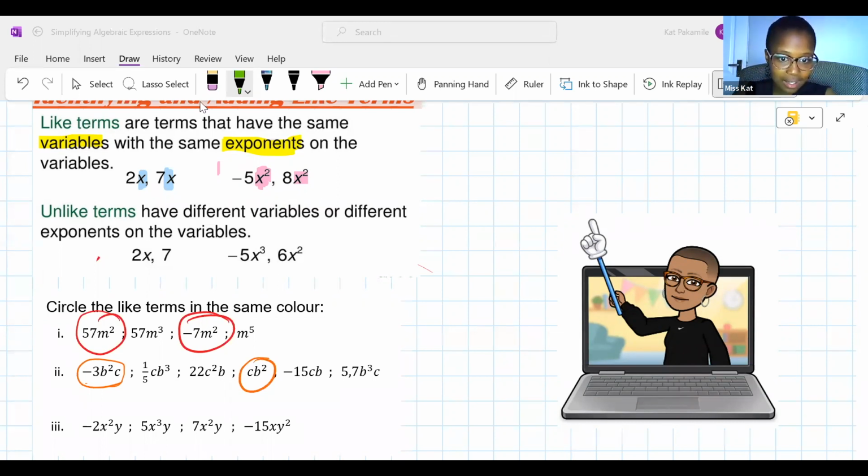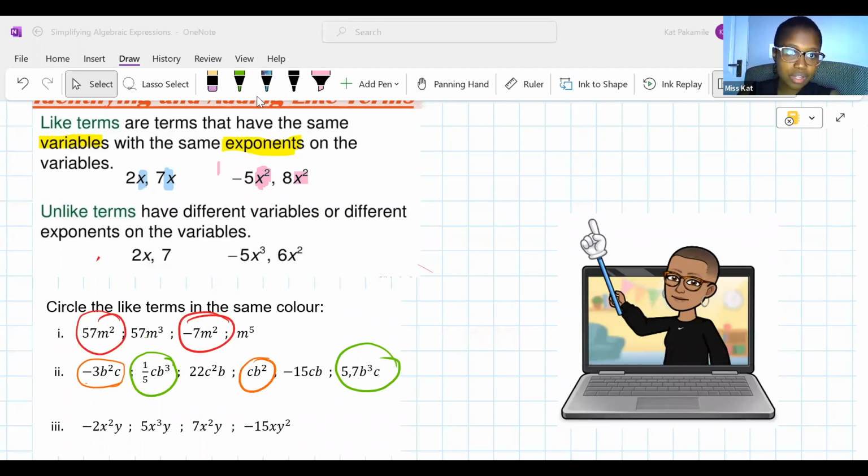Which one are you doing, ma'am? We are doing, oh, I just realized there are more like terms in number 2. Did you see them? Yes, ma'am. It's 1/5 CB to the power of 3 and 5,7 B to the power of 3C. Beautiful. That was brilliant. Thank you.